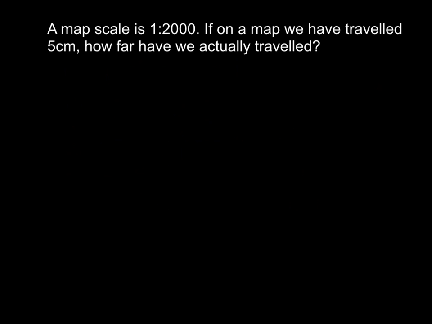The third example is the map scale one. There is a very similar question on the paper. A map scale is given as 1 to 2000. If on the map we have travelled 5 centimetres, how far have we actually travelled? Well, if we're using a map, we usually assume that the map is the smaller one. So this side here of the ratio would be the map, and this side we'll call the real world.